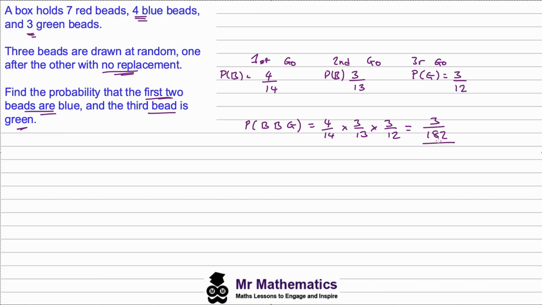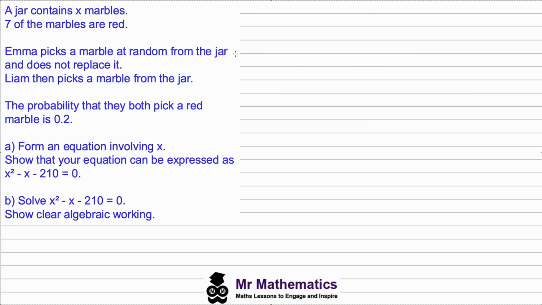Okay, let's try another question. So in our final question, we're told that a jar contains X marbles, 7 of the marbles are red, and Emma picks a marble at random from the jar and does not replace it. Liam then picks a marble from the jar, and the probability that they both pick a red marble is 0.2. We've been asked to form an equation involving X and then express it in this form. And then for part B, to solve the equation. So do you want to try this question yourself?